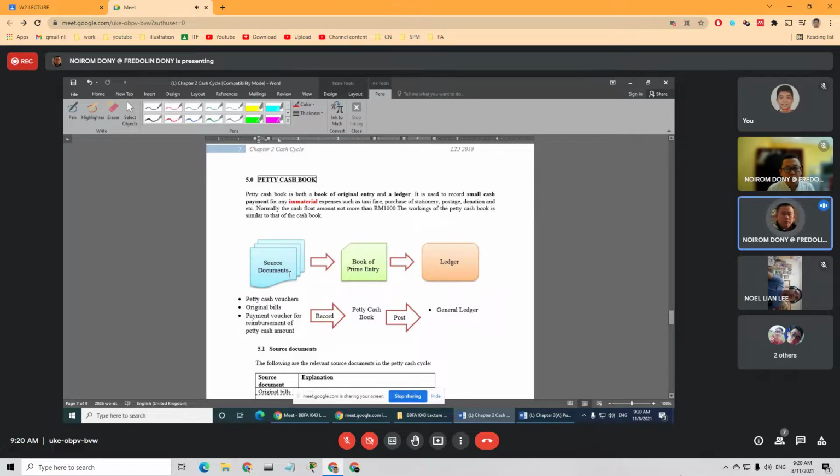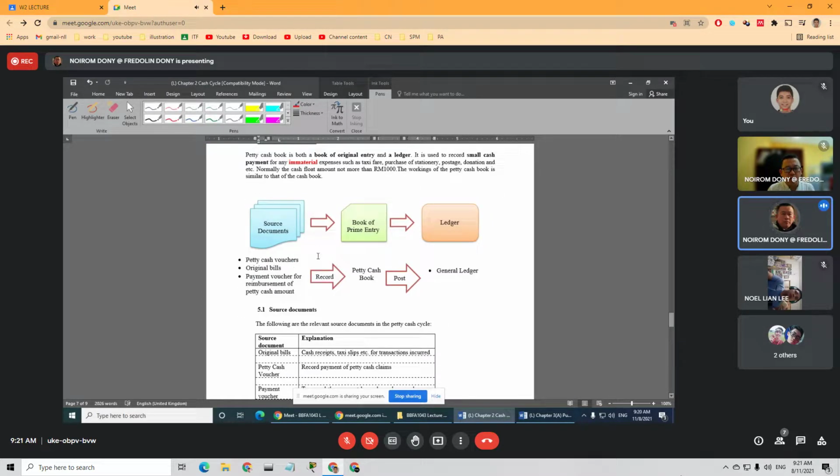What are the source documents involved in the petty cash book? We must have the petty cash voucher. This is essential, this is a must. It must be supported with the original bills. The person who wants to claim the money must provide the original bills.